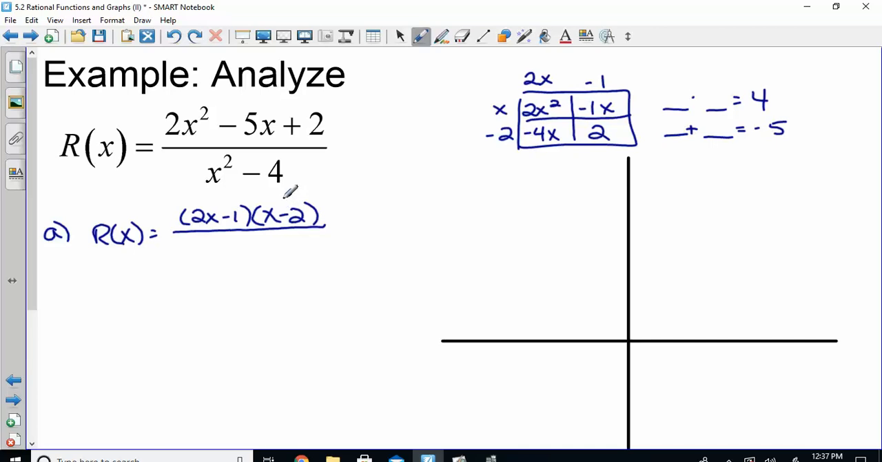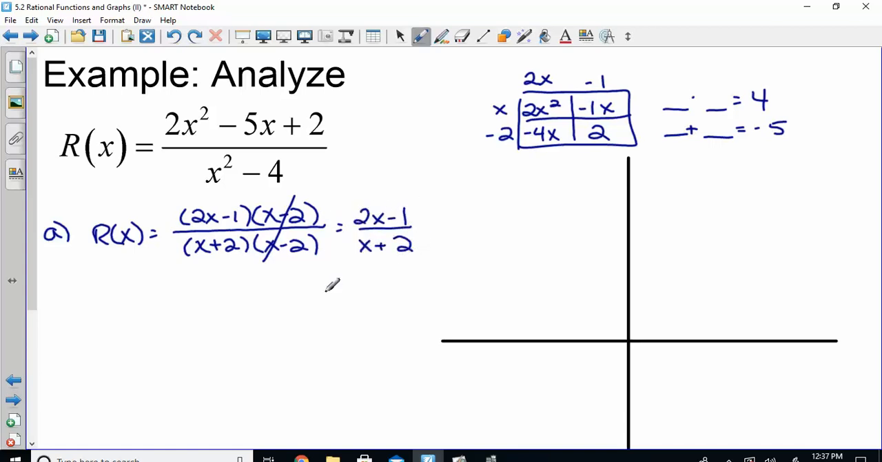x squared minus 4. Give me two squares. So that's x plus 2, x minus 2. Okay. Those cancel. Yes. When those cancel, we're left with 2x minus 1 over x plus 2.